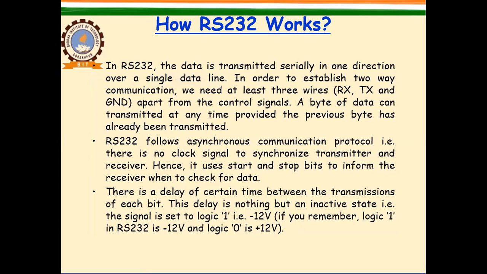So how does RS232 actually work? In RS232, the data is transmitted serially in one direction over a single data line, because only two wires are used, that is the TX and RX lines. Data is transmitted through the TX line and received by the RX line at the modem. And the ground pin is used as the reference voltage signal.